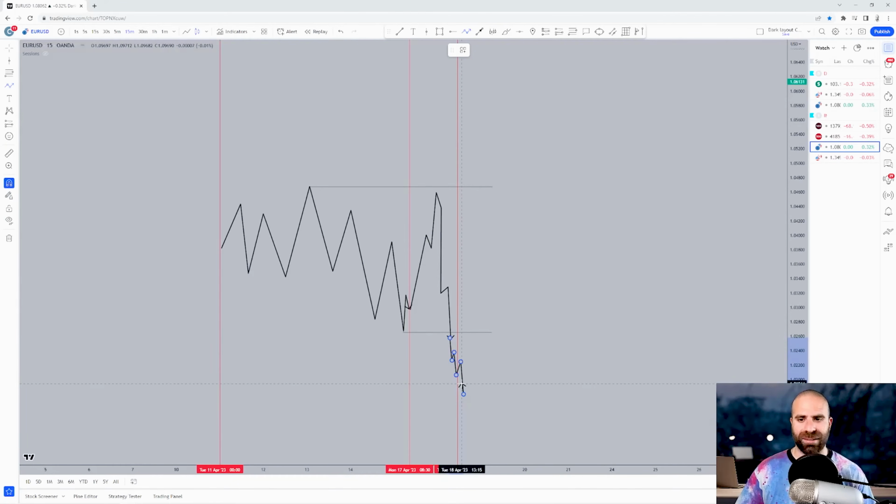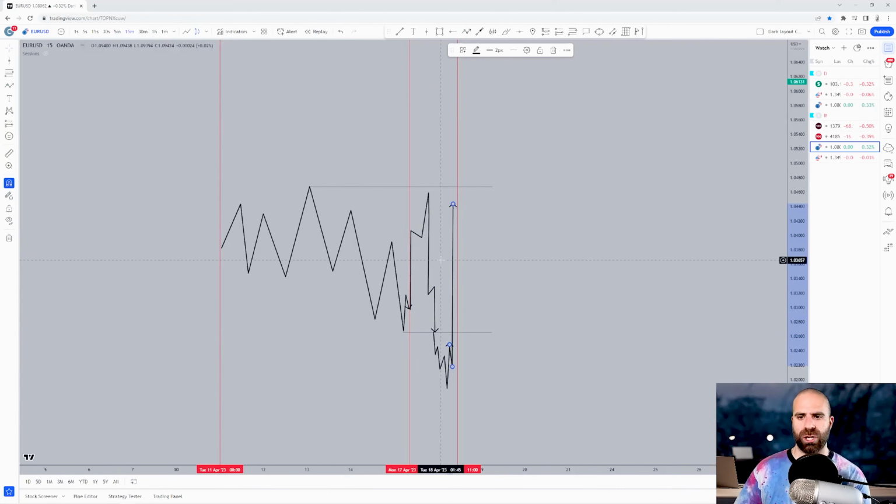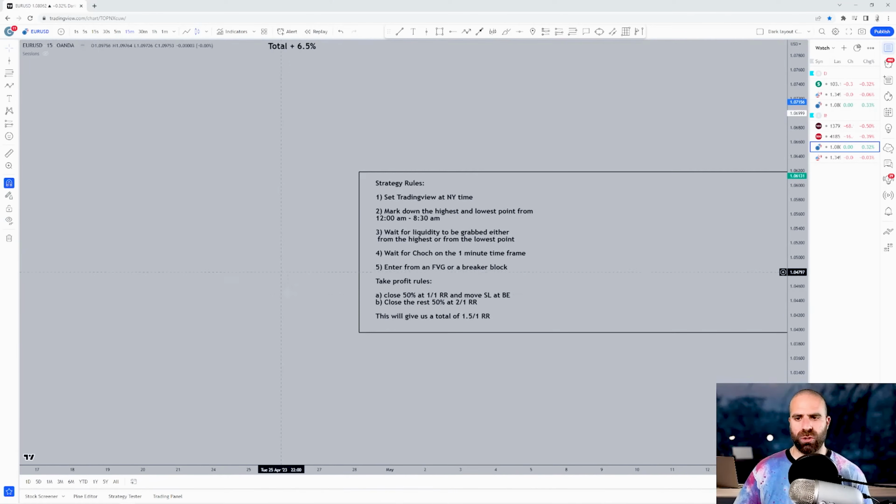And the beauty of this strategy is that the change of character does not need to happen immediately after the grab of liquidity. It doesn't matter. Of course, this has to happen within our time zone right here, so excuse me about that. So let's say that we were here. This change of character has to happen before 11 o'clock and of course after 8:30, as I said, and then all you have to do is identify your fair value gap and write this thing with the rules that I'm gonna show you. Now I'm gonna be deleting all of these lines and we will continue with the rules.